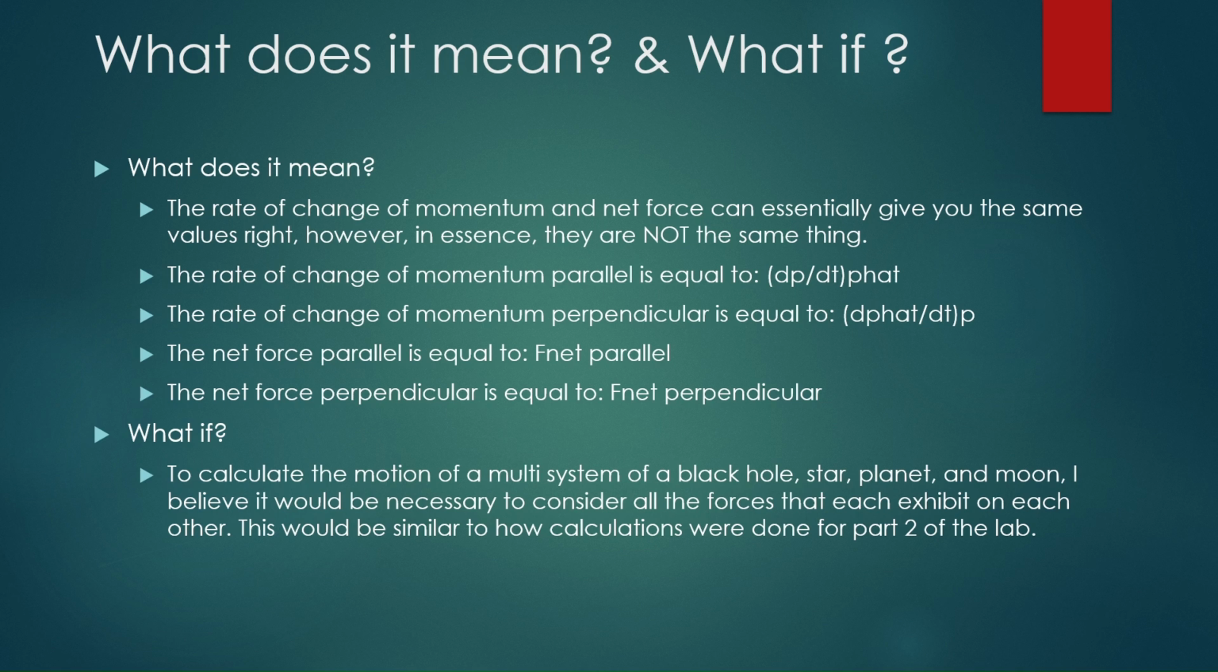What if, to calculate the motion of a multi-system of a black hole, star, planet, and moon, I believe it would be necessary to consider all forces that each exhibit on each other. And this will be similar to how calculations were done for part two of the lab. And in that sense, we had to think about the moon, planet, and the ship in order to make the figure eight orbit for everything.